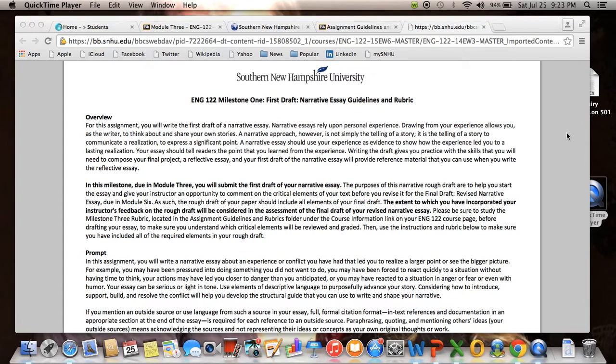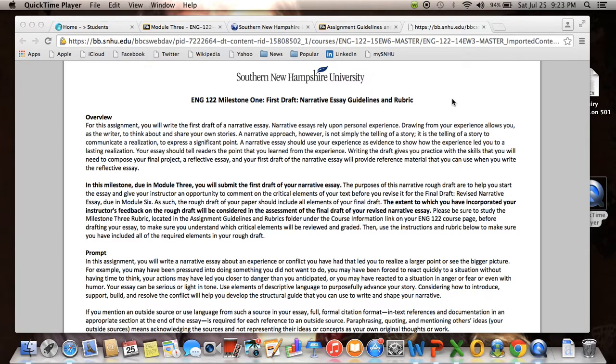So the 5 steps that were described in our announcement, we're going to take them and apply them directly to creating our next assignment. That is our first narrative draft. So you see I have up here our essay guidelines and rubric for the narrative draft. This is something that we'll be referring to often as we put this assignment together this week.